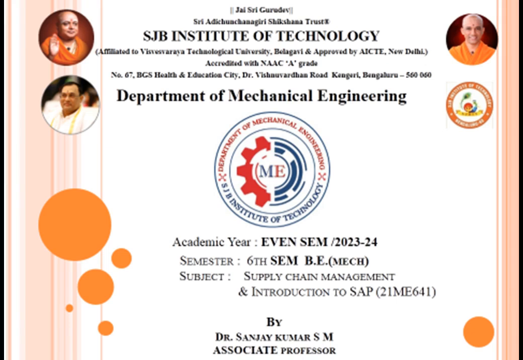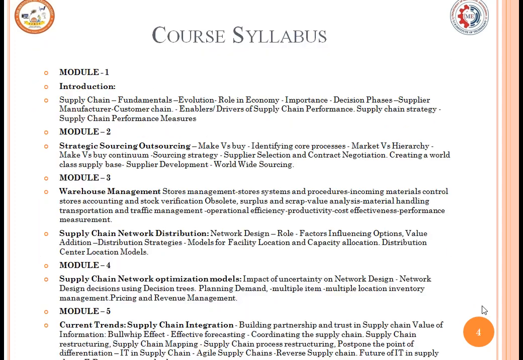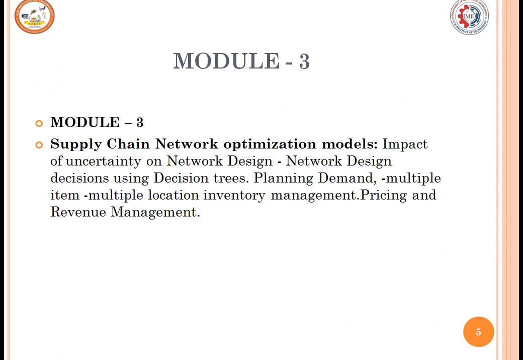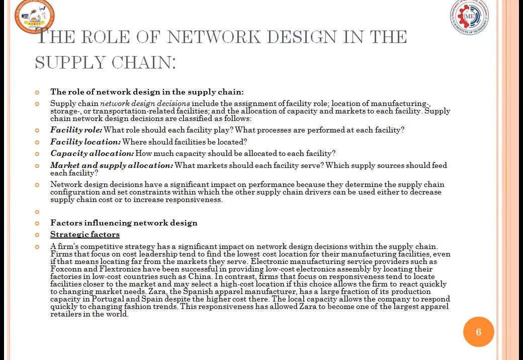In the Module 3 contents, we are going to discuss supply chain network optimization models. Here we are going to discuss different network optimization models, decision trees related to network design, planning demand, multiple location inventory management, pricing and revenue management. So the role of network design in the supply chain we are going to discuss.